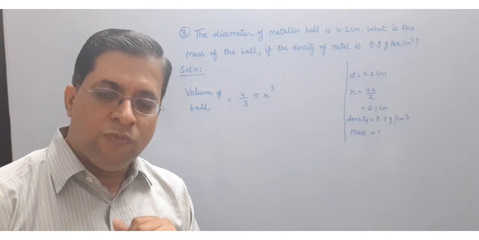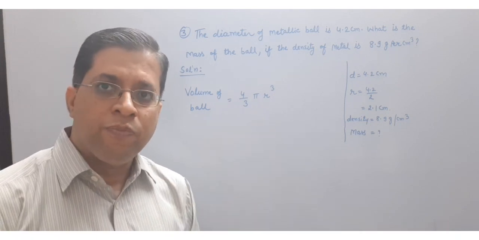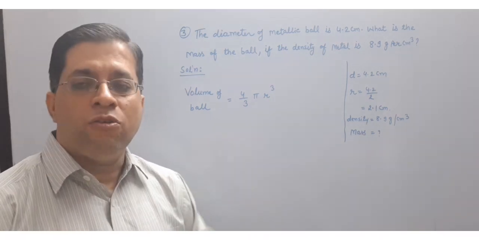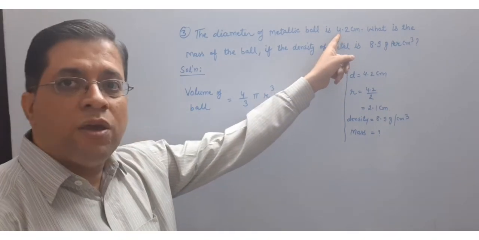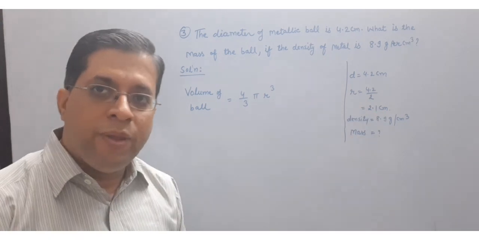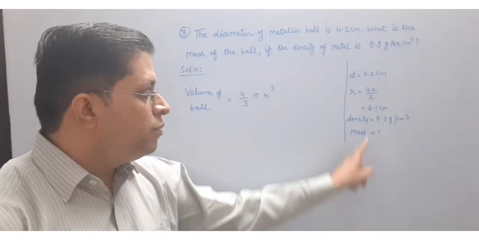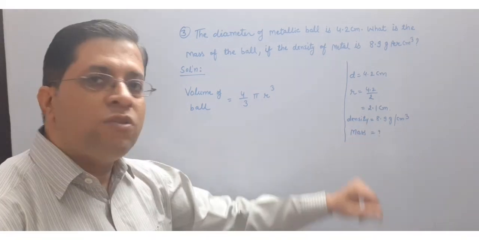Ball is in which shape? Spherical shape. Then what is the volume of sphere? Volume of sphere is 4 upon 3 pi r cube. We have not given r. What we have given then? We have given diameter. Diameter is 4.2. Then what will be radius? 4.2 upon 2. This will be 2.1. Density is given 8.9 gram per centimeter cube. Mass you have to find out.